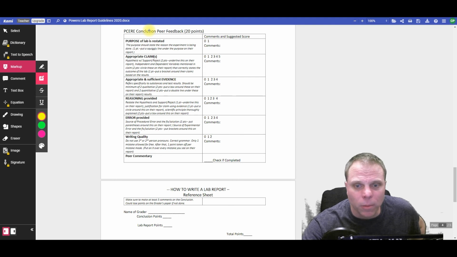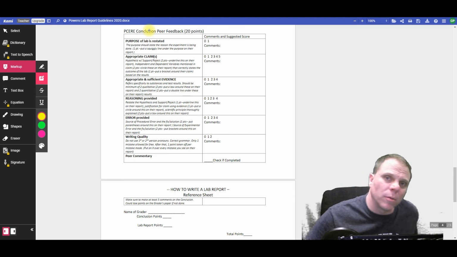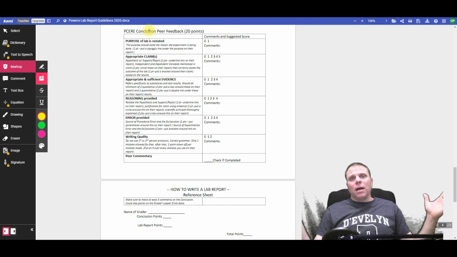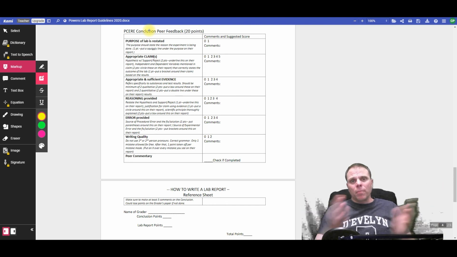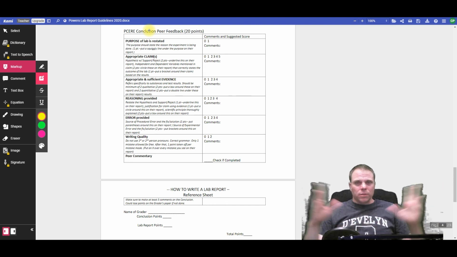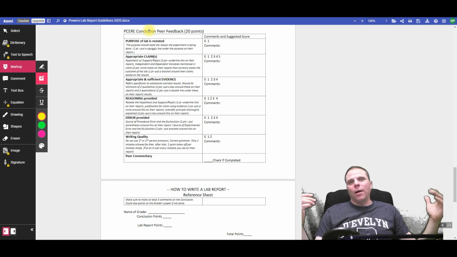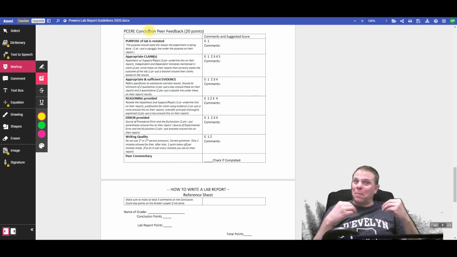Writing quality, 2 points. And then when we do these as grades, we always want to try to make sure we give comments to our peers. And so we have little areas for comments in there. Those are required as well. You need to make sure you have a certain number of comments. Okay, so that's the way that I have you guys do a lab report in my class. I think this works for lots of classes. It's not going to work for some, but it's definitely going to be great for me.